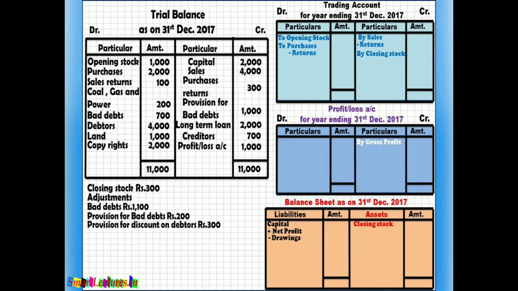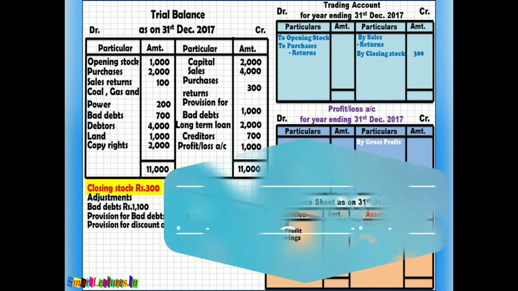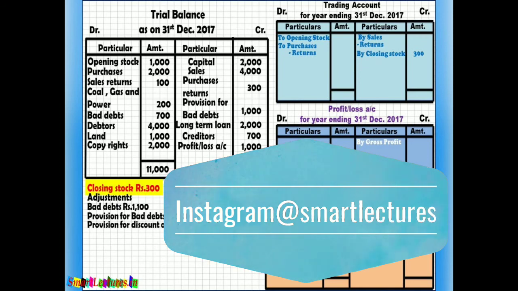So first of all, closing stock is 300. You know, all adjustments hit twice, one on debit side and one on credit side. So it means this closing stock, if it is taken to the financial statements, it will go to the debit side as well as credit side. So first of all, it will go to the credit side of trading account and then debit side of balance sheet. Debit side of balance sheet means asset side of balance sheet.